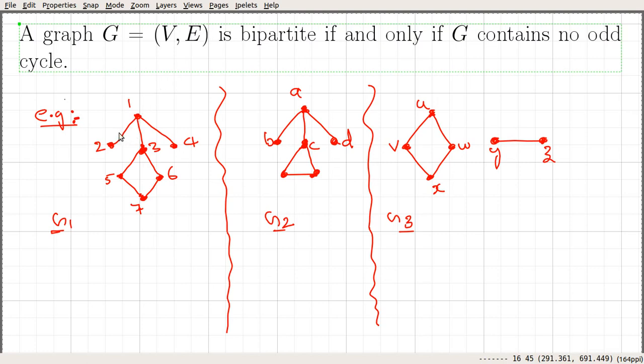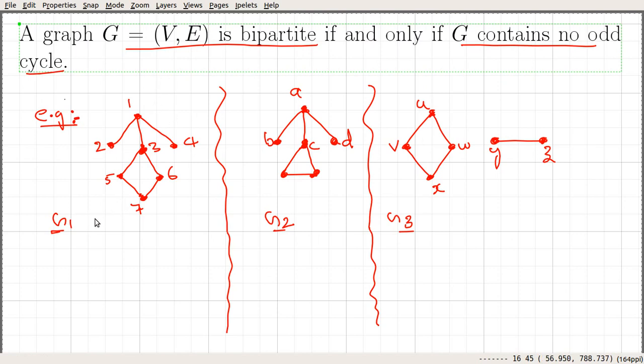Okay, in this video we will be discussing a characterization for bipartite graphs. So this is a statement that we are going to prove: G is a bipartite graph if and only if G contains no odd cycle. Before proving the statement, let's look into two or three examples.